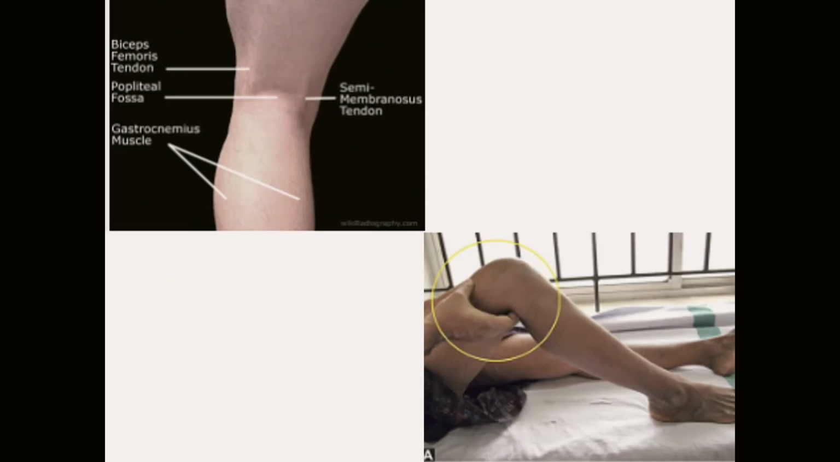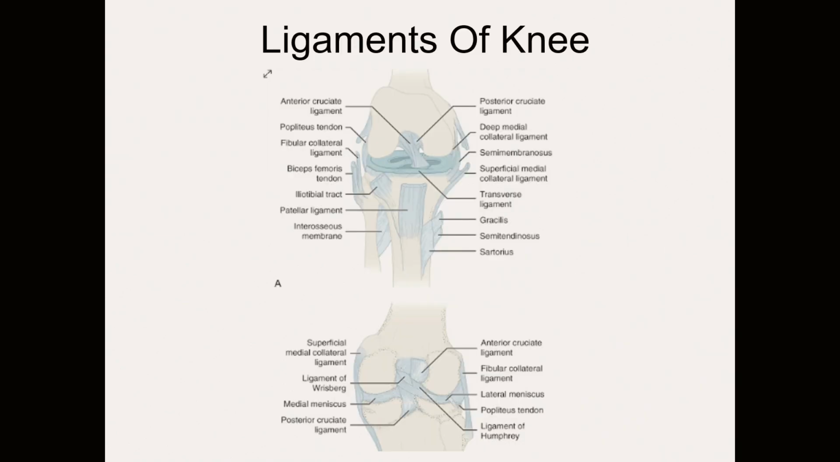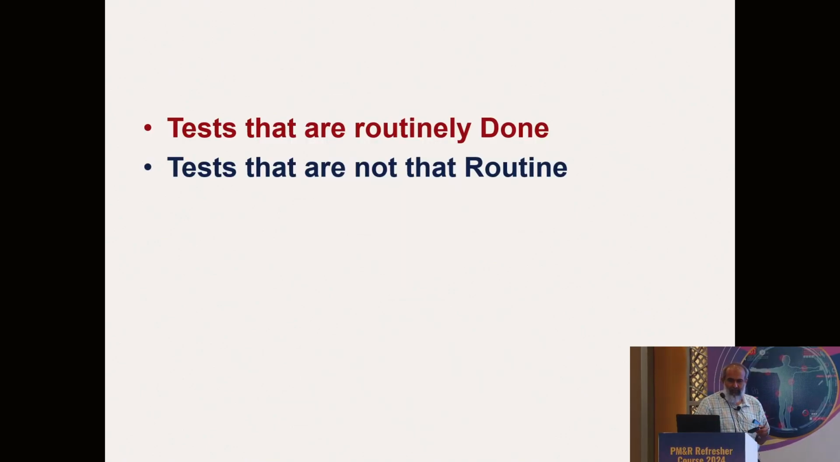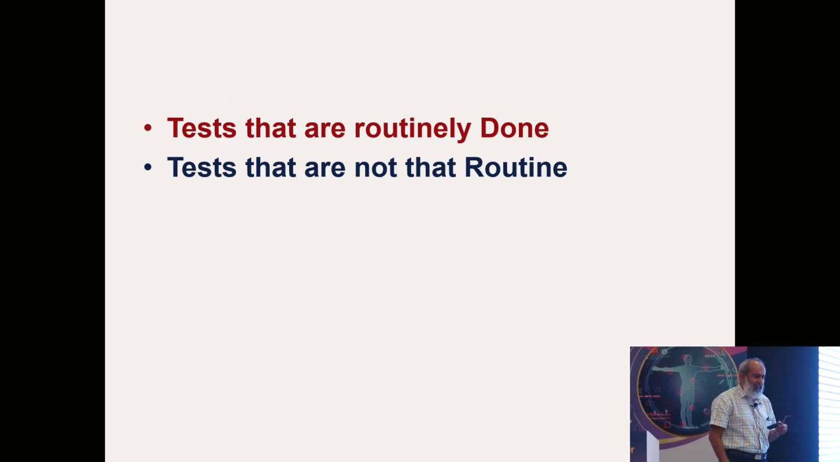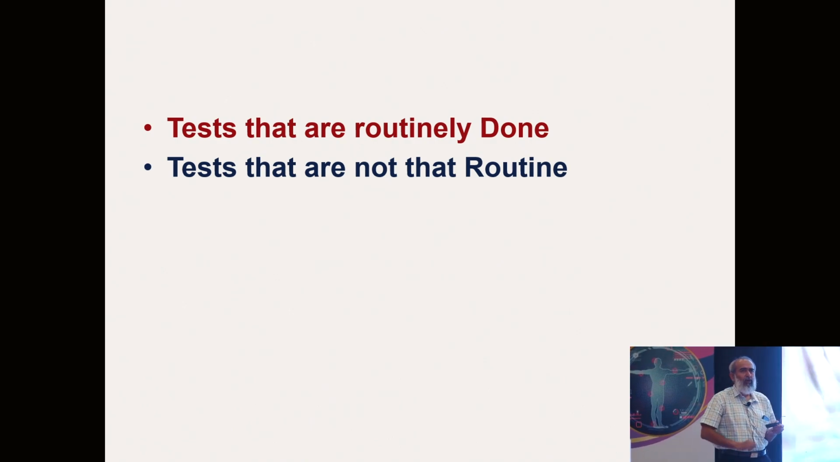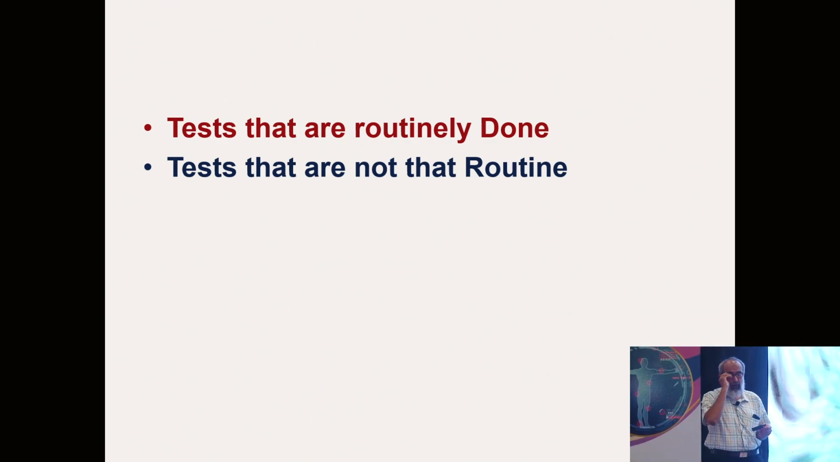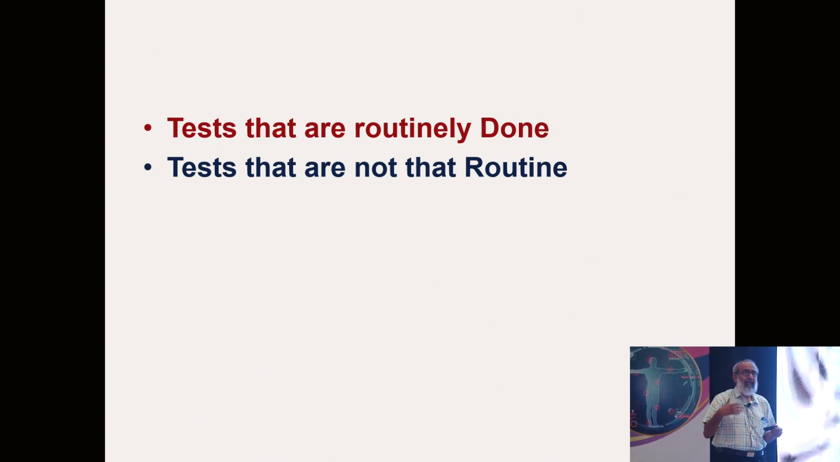Then coming to the posterior knee, there is no video about the posterior knee. These are the things. Then there are ligaments, ACL, PCL, you know all the ligaments, there is no need to repeat all these things. Then I divide these tests into those that are routinely done, and you are all well aware of these tests. You are all doing them, and have read about them many times.